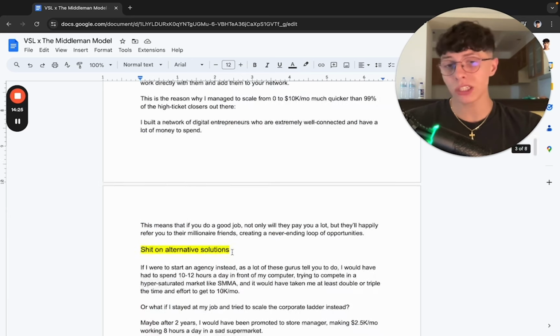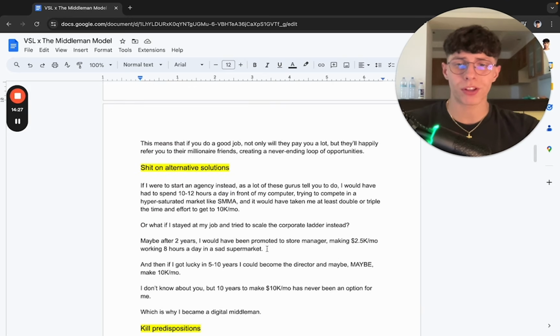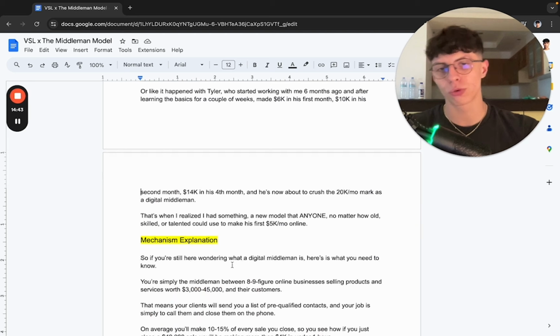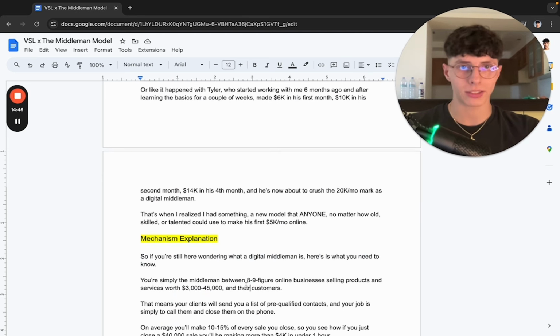So this is one of the different VSL structures that I've used personally to write VSLs that sell, that a lot, especially of coaches or in this industry, this type of VSL, this sort of starting with the origin story, going into the social proof, unique mechanism, all that kind of stuff, is pretty popular. And I mean, if it's popular, it's because it works.